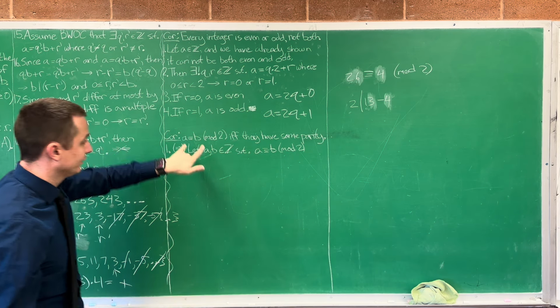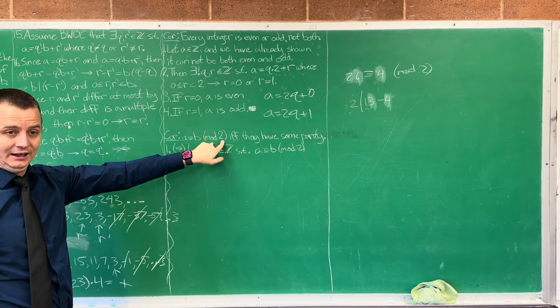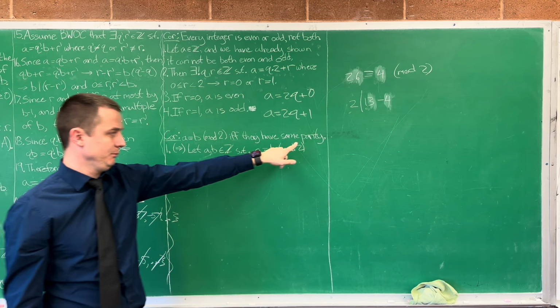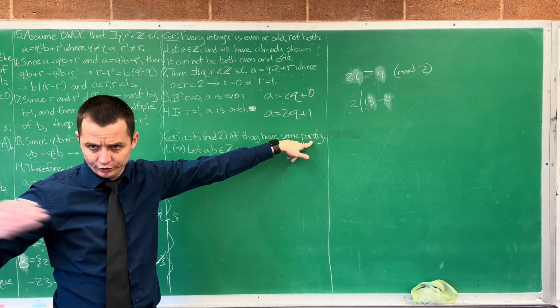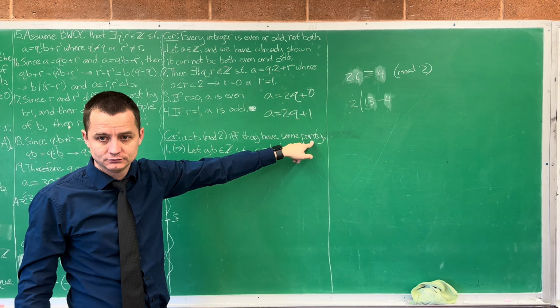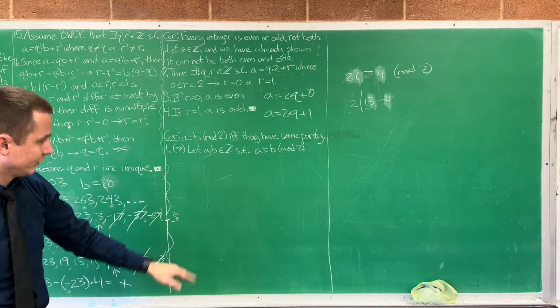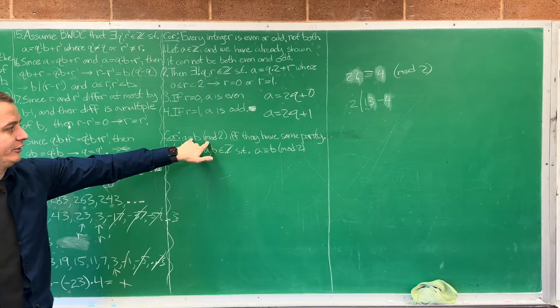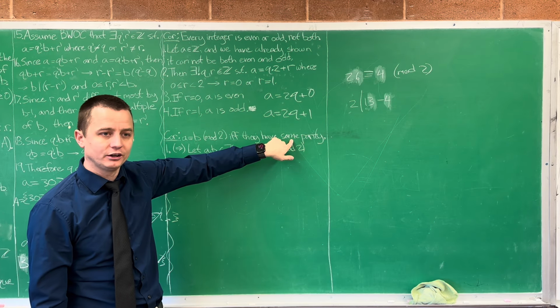So what we're going to show is that A is congruent to B mod 2 if and only if they have the same parity. Parity meaning they're both even or they're both odd. That's what we're going to prove. Okay, so let's prove that. Forward direction. I'm going to show if this is the case, then this is the case, and then we'll do the next direction after.